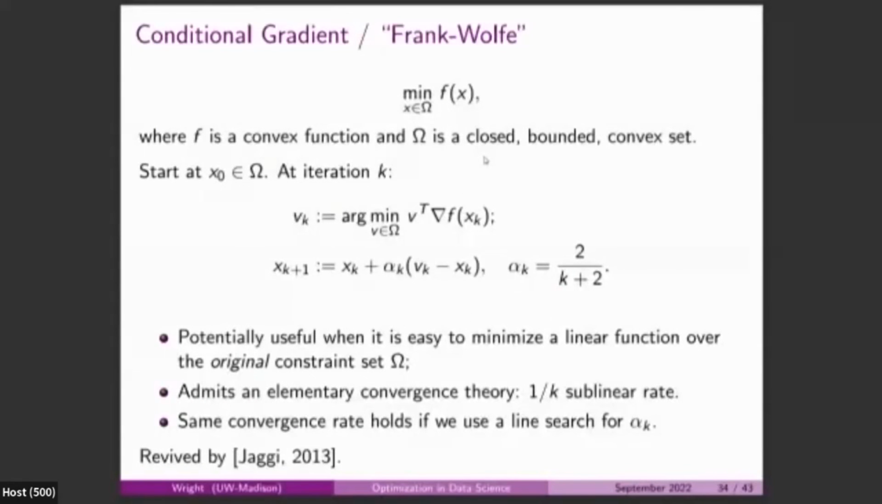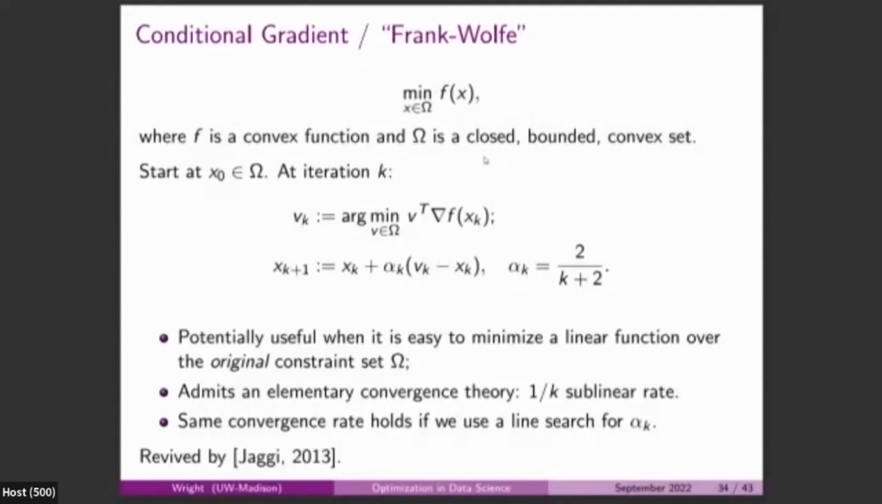Okay, the Frank-Wolfe method, conditional gradient. This is where you're trying to minimize a convex function over a closed convex bounded set. So there are interesting problems like this. For example, when omega is the probability simplex, that's a closed convex bounded set. And the idea is very, very simple.